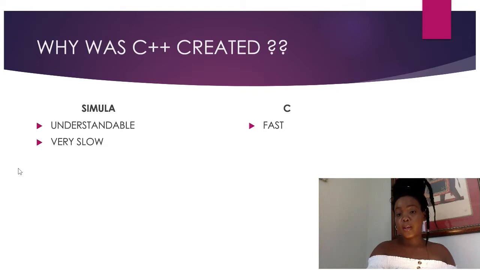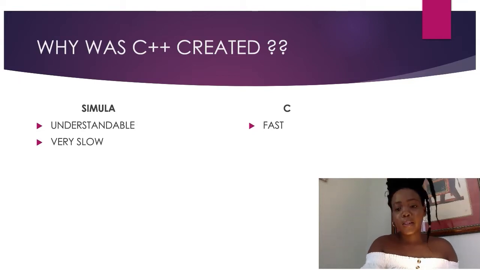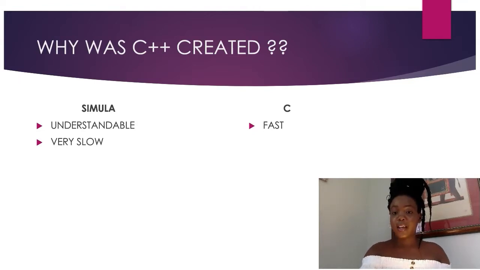So C++ is a very understandable language, taking those characteristics from Simula, and at the same time it is very fast and can carry out large programs. Since it was created from the C language, you can say any C language program is also a valid C++ program. So if you've built a C program before, you've built a C++ program.